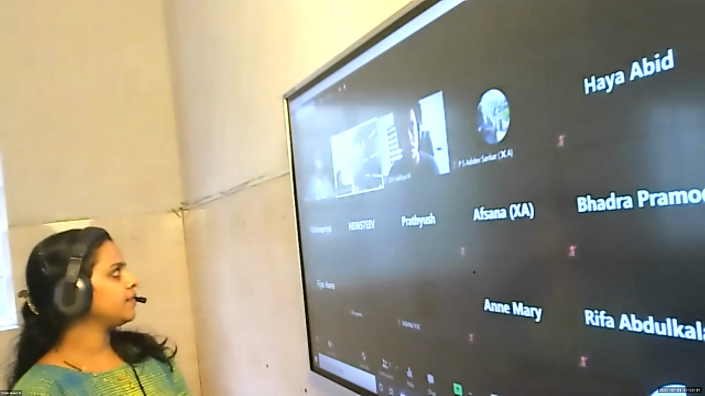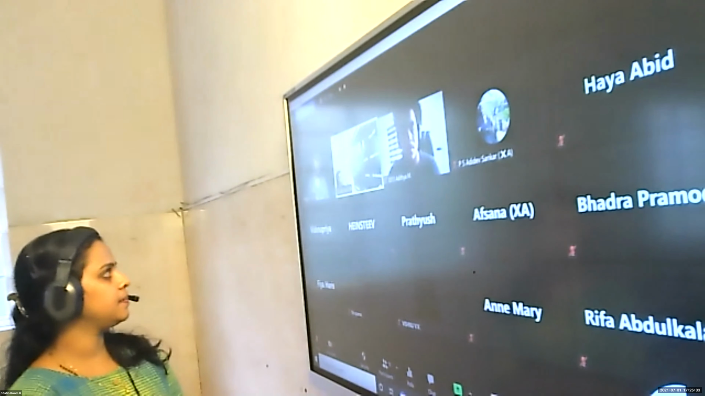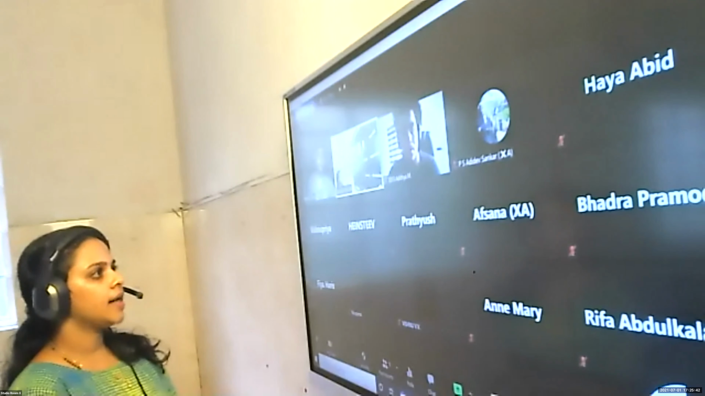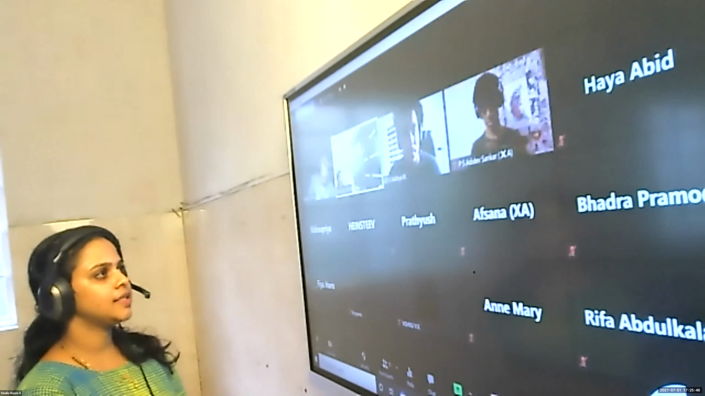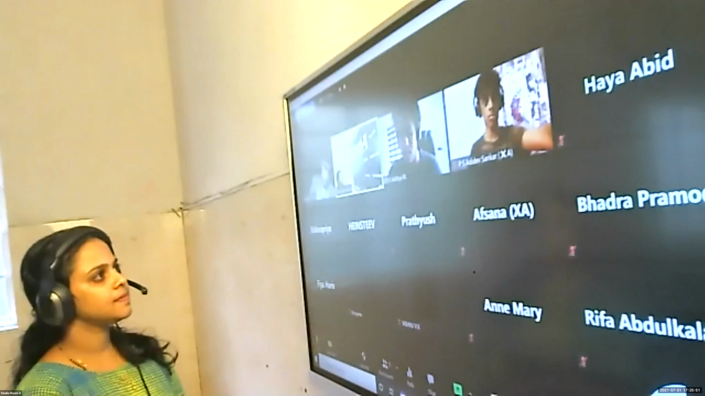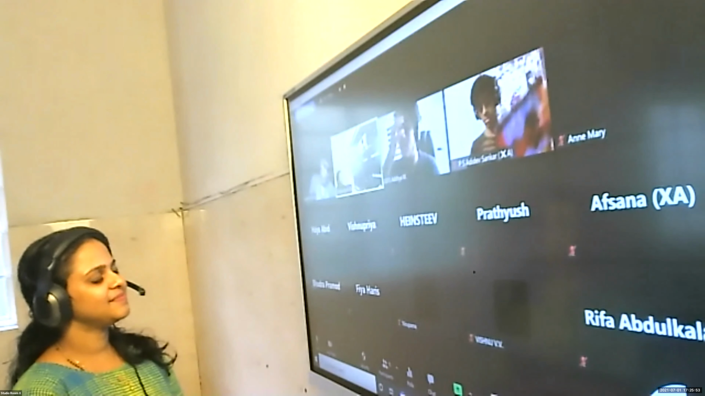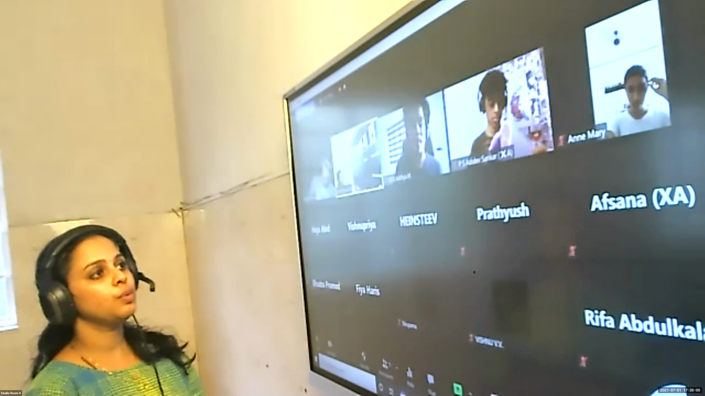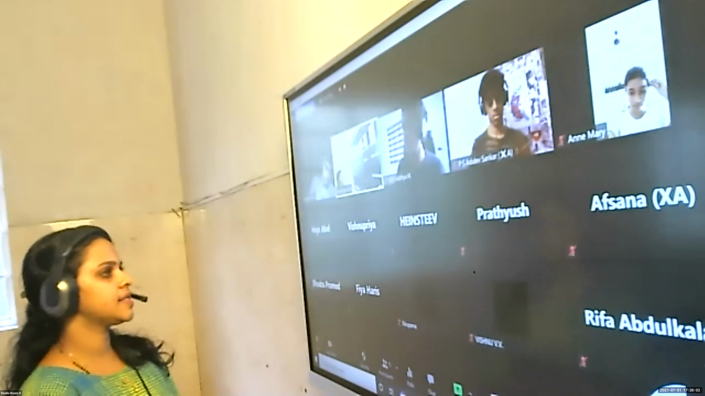So starting with Prajjot, what do you mean by electricity? Define electricity. Electricity is the flow of charges. Yes, very good. It is the rate of flow of charge that is known as electricity. Aditya M, mathematical equation for calculating electricity? Charge divided by time. I is equal to Q by T, where Q is the charge and T is the time.